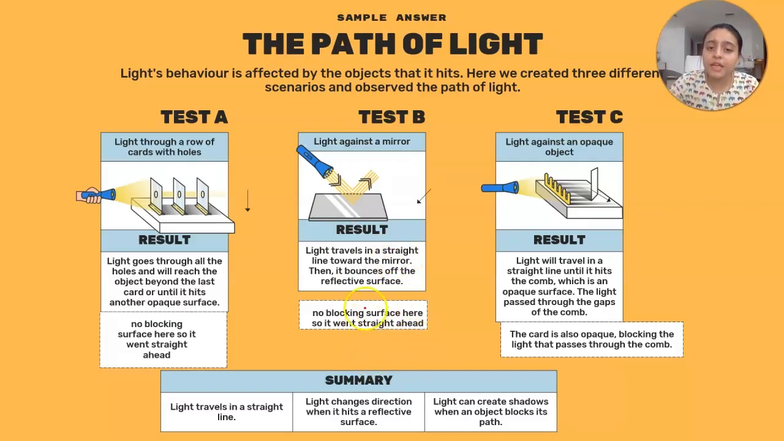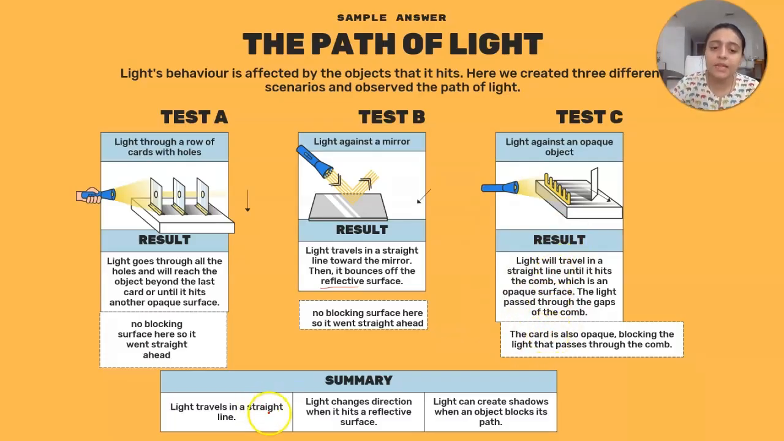So this scenario is actually the reflective surface. We are going to study reflection afterwards, but remember in the plane mirror, when the light is thrown, the light bounces. Light against an opaque object, obviously we have studied that when light flows on an opaque object, it always casts a shadow. Likewise, we can see the shadow of a comb being cast.